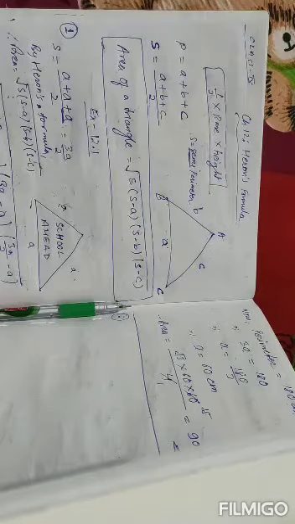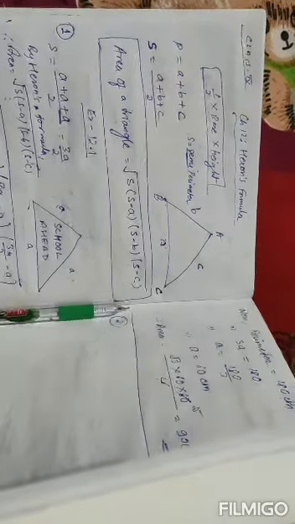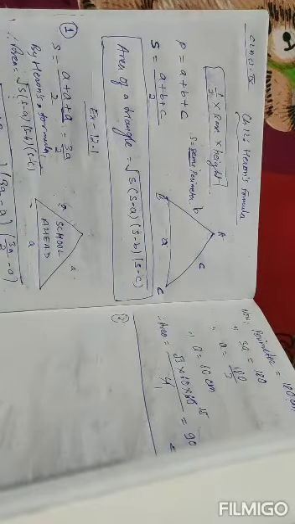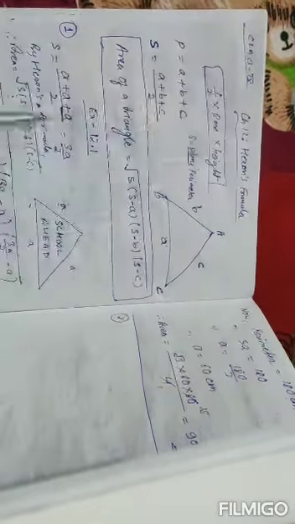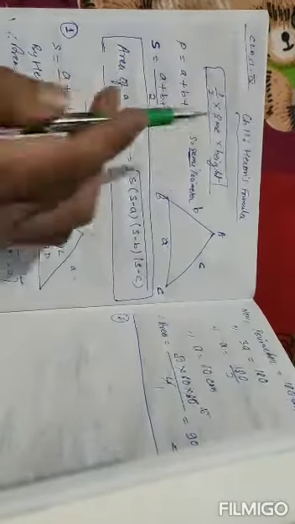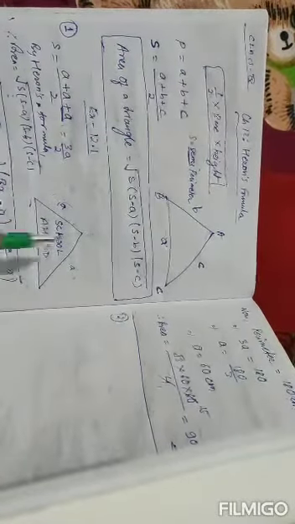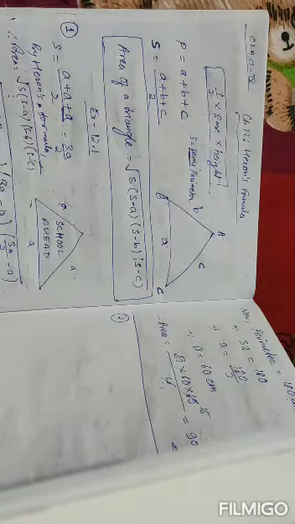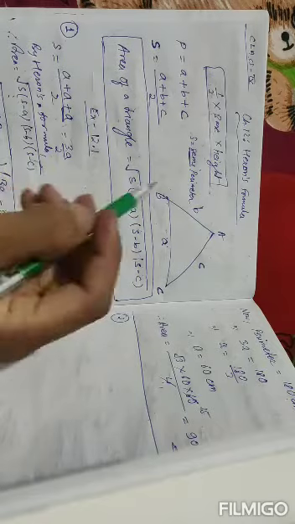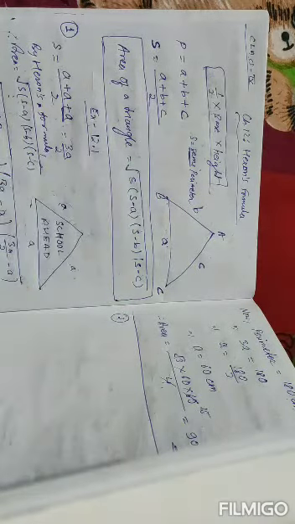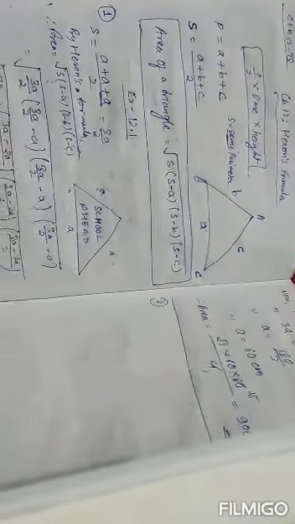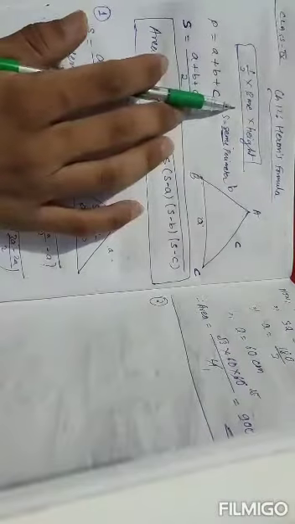We use Heron's formula to find the area of a triangle. But we know the area of the triangle is given by half into base into height, right? But this is not Heron's formula. This half into base into height is the general formula. But Heron gave another formula to find the area of a triangle. Why do we use Heron's formula? Because this also gives the area of a triangle, so no need of Heron's formula, isn't it?